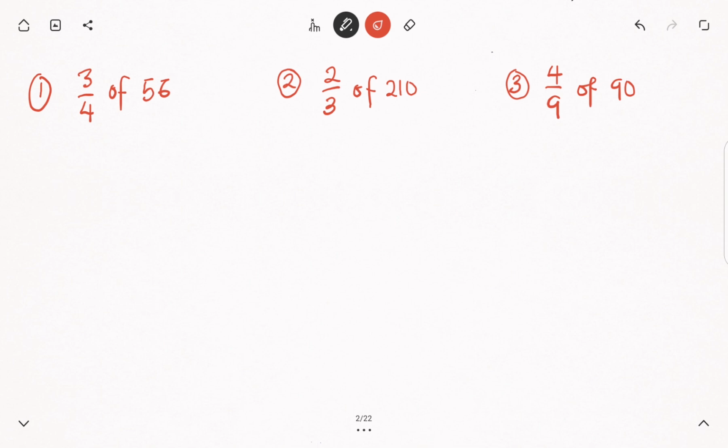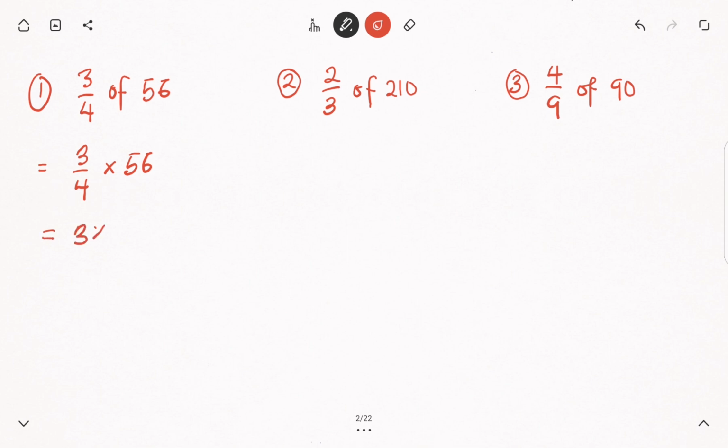All right, so let's have a look at the solution for the first problem. So the first problem, we have 3/4 of 56. So as usual, we maintain our 3/4, we change the of to the multiplication sign, and then we bring our 56 over there. From here, we rearrange or we rewrite this expression.